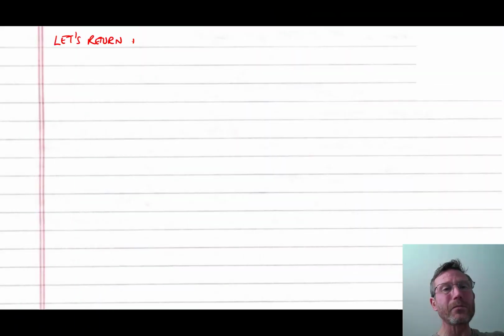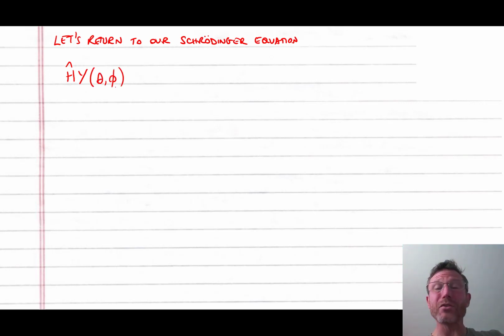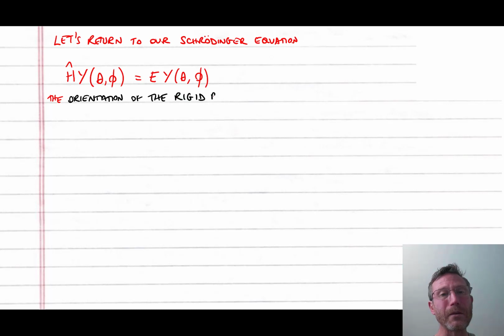So very simply, of course, we can write H hat psi, and I'm going to use a wave function psi that's a function of theta and phi, and that's going to be equal to our eigenvalues E, which we've kind of already seen what those eigenvalues are. And I'm just going to clarify that the orientation of the rigid rotor depends on theta and phi.